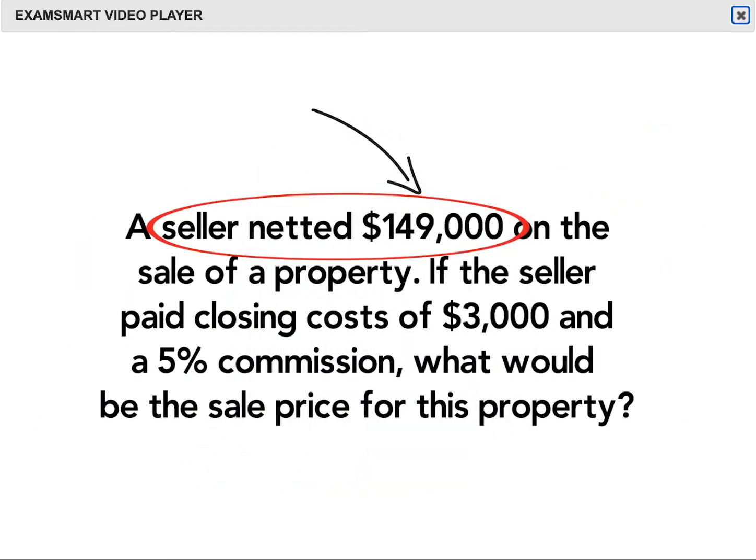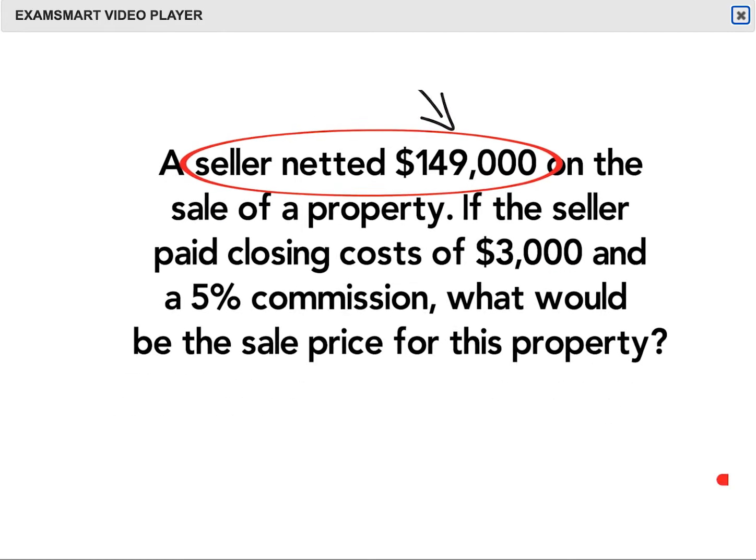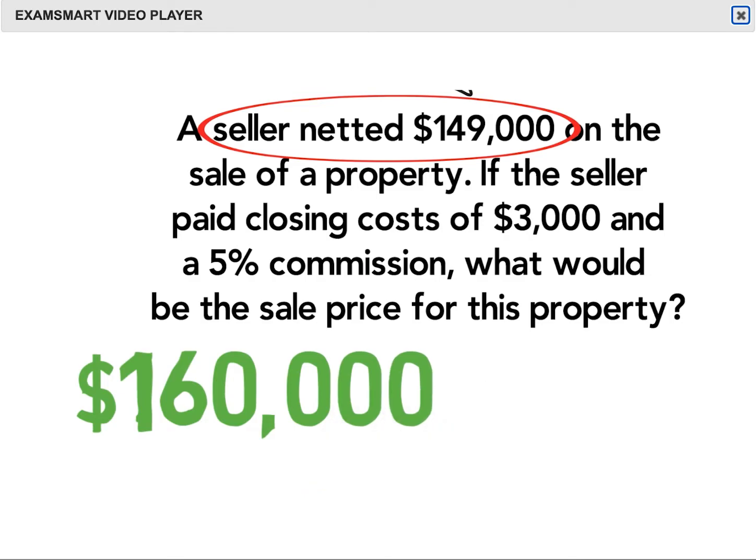You can always take all four possible answers on your exam if you have a problem like this, and take those four possible sale prices times the commission rate, subtract out all the numbers. One of them will have to subtract down to the $149,000. Whichever one it is will be our answer.